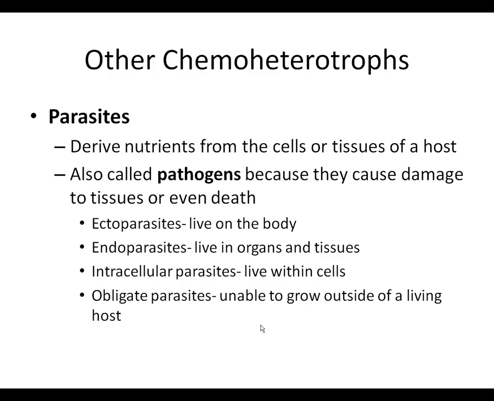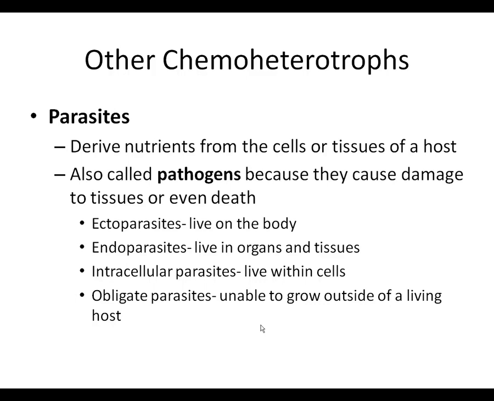Parasites are going to derive their nutrients from cells or tissues of a host. These are going to be obligate organisms. They cannot gain any sort of food or nutrient from the outside environment on their own. They have to gain it from a host. These are also called pathogens because inevitably they will cause damage to tissues. They can be something very minor to even causing death of the organism.